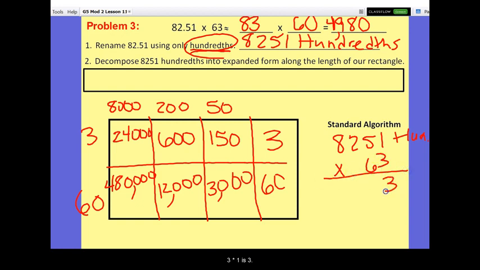3 times 1 is 3. 3 times 5 is 15. 3 times 2 is 6, plus 1 more is 7. And 3 times 8 is 24.